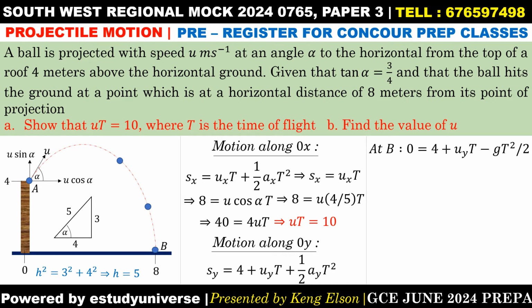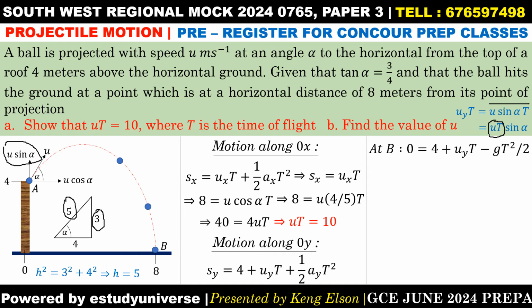Now what is uy? Uy is the initial velocity in the vertical direction, and the initial velocity in the vertical direction is u sine alpha. That's the initial velocity in vertical direction. So my uyt becomes u sine alpha times t. But we can rewrite this as ut sine alpha, because we know that ut has been proven to be 10, and we can find sine alpha. From here, the sine of alpha is the opposite, which is 3, divided by the hypotenuse, which is 5.